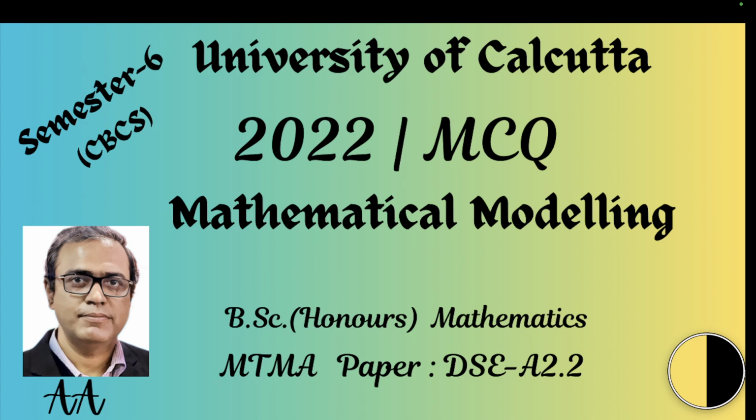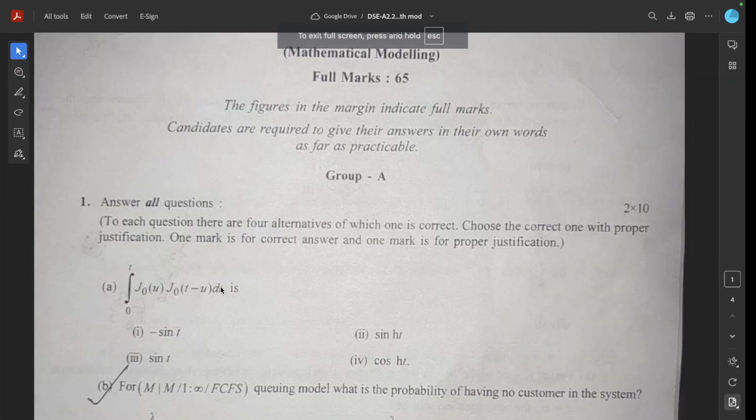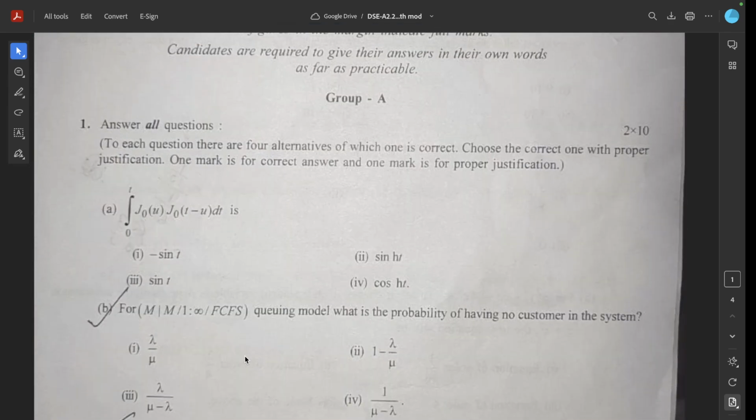Now we discuss multiple choice questions of Mathematical Modeling 2022, Semester 6, University of Calcutta, B.Sc Mathematics Honors. The question paper, first question 1A: the integral from 0 to t of J0(u) J0(t minus u) du is, the correct option is 3, sin t.